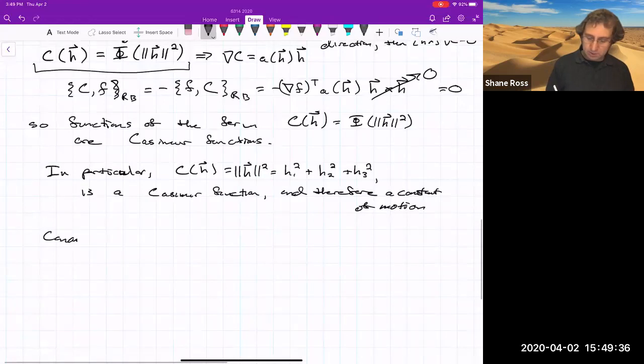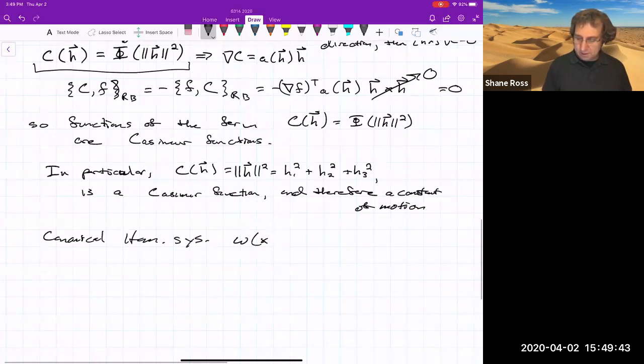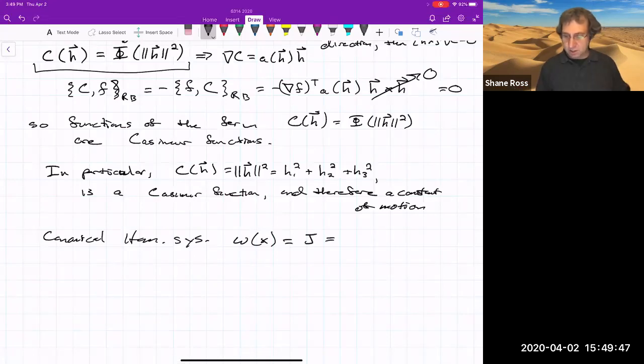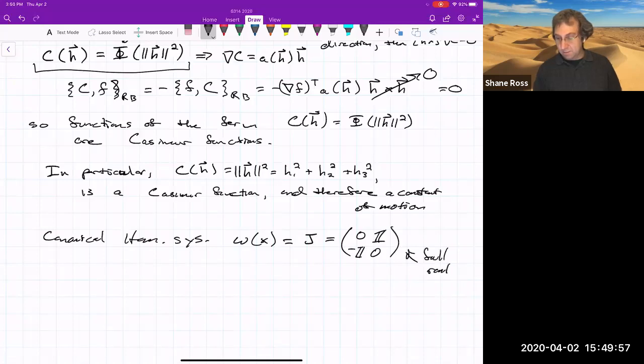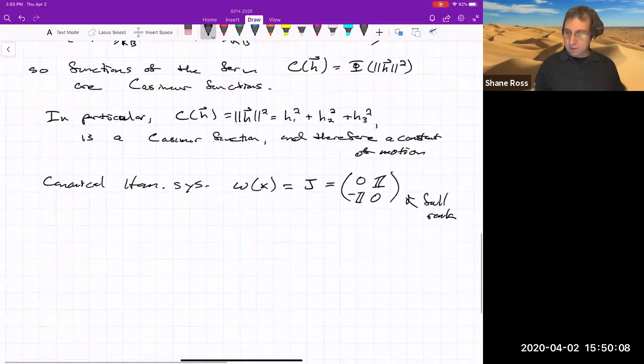If you have a canonical Hamiltonian system, then that just means that omega, which in general is a function of the phase space, is just a constant matrix which has that form, and this has full rank. So you don't gain anything by considering the idea of Casimir functions when you have canonical Hamiltonian systems. You need to have a non-canonical Hamiltonian system for these to even show up as a possibility. All right.